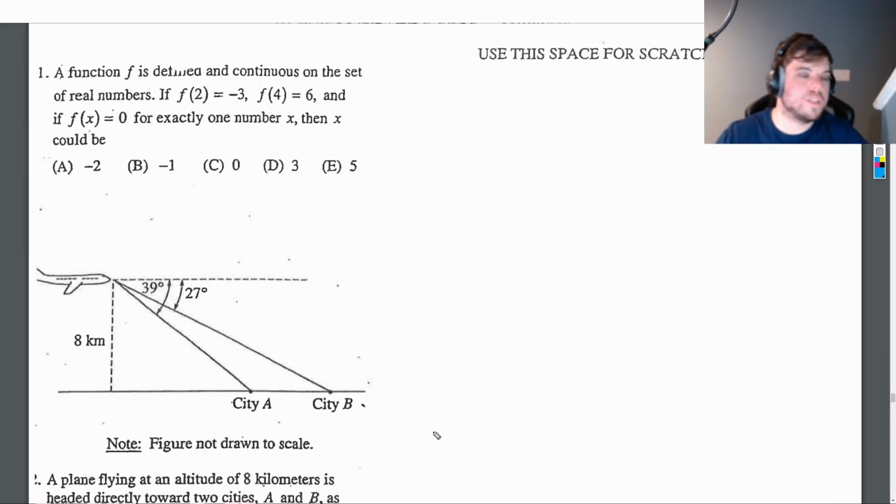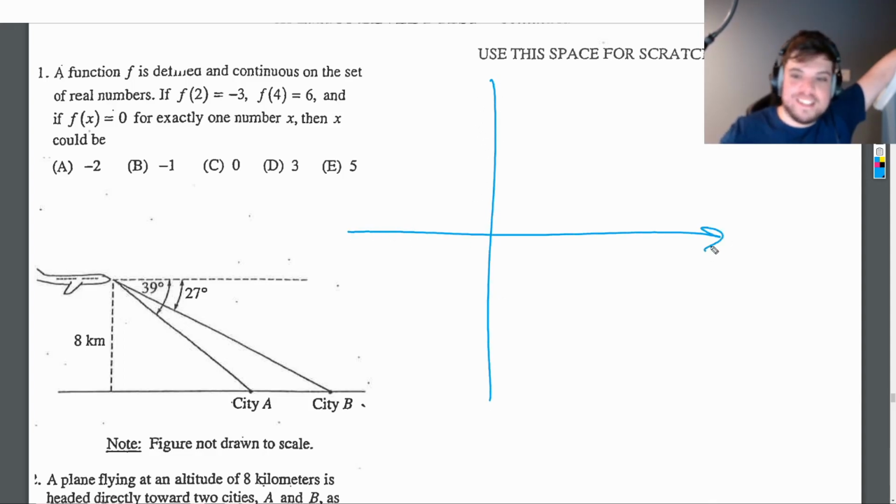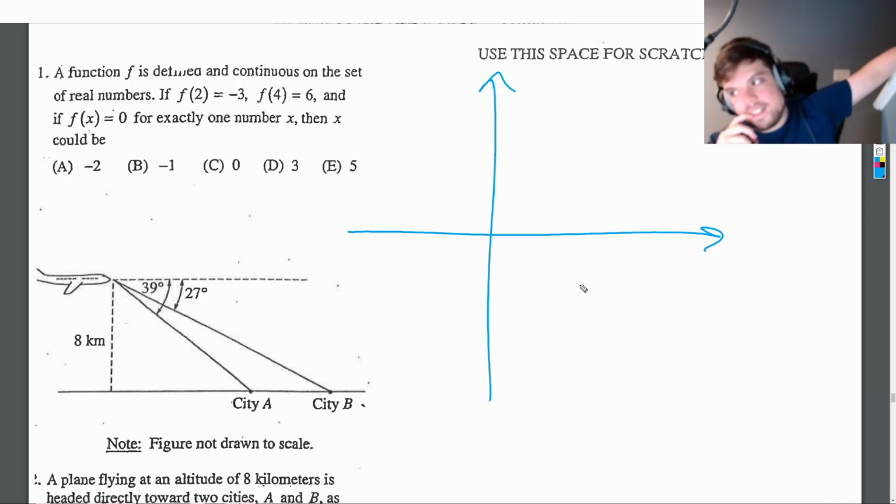Wow. Function f is defined and continuous on the set of real numbers. If f of 2 is negative 3, f of 4 is 6, and f of x is 0 for exactly one number x, then x could be... Oh, this is a... that's kind of a fun problem, I guess. So that's kind of cool.